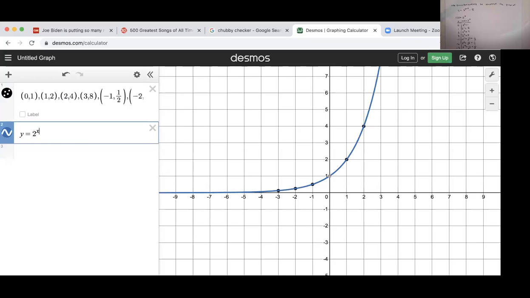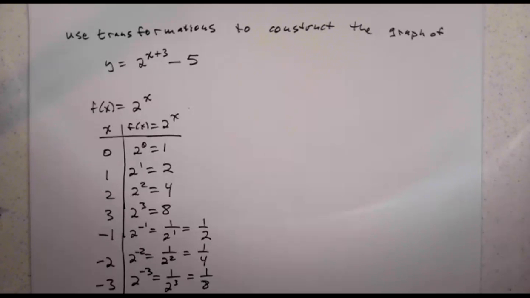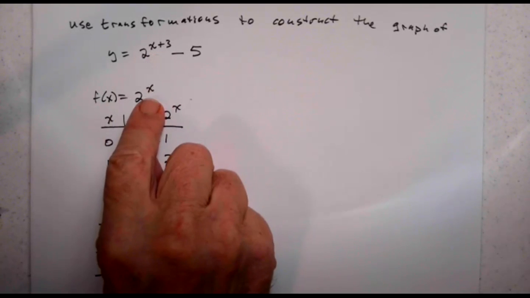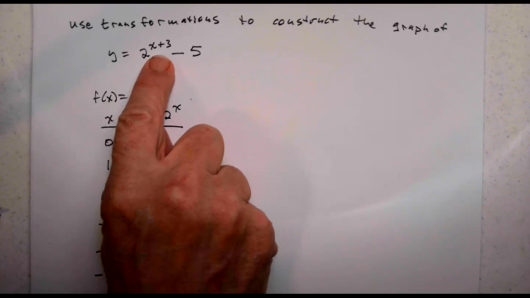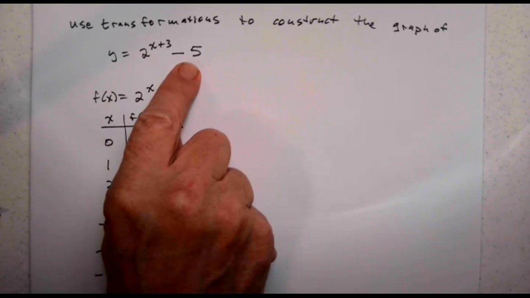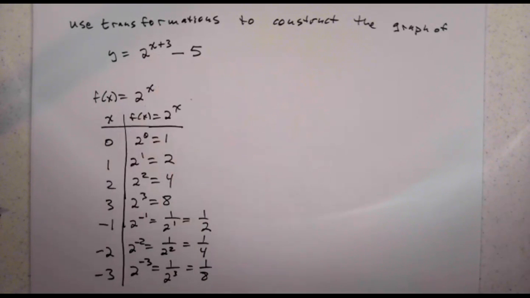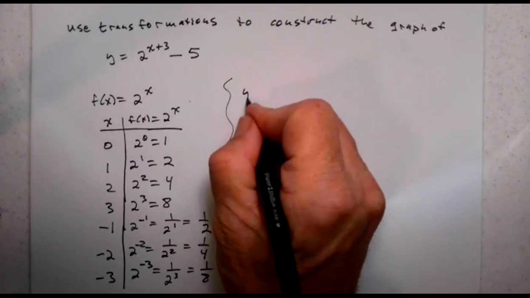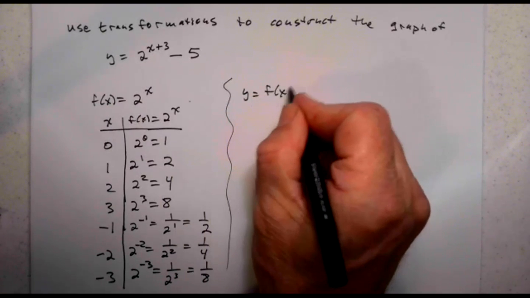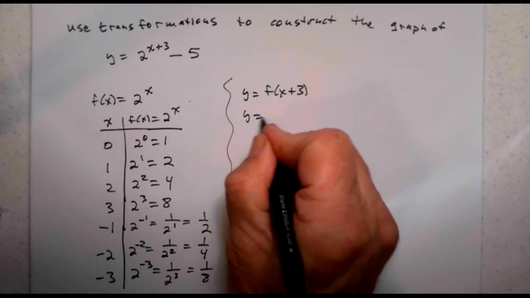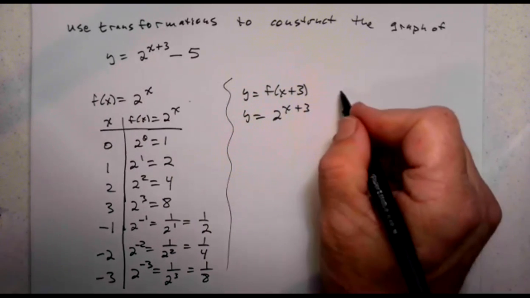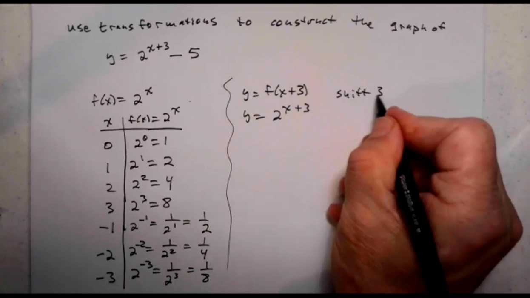Now, what do I need to do? Where are my translations? Well, I have 2 to the x plus 3. That's going to take f of x and shift everything 3 places to the left. Minus 5 is going to shift everything 5 places down. So what I would like to do next is y equals f of x plus 3, which is the same as y equals 2 to the x plus 3. What's that going to correspond to? Shift 3 places left.